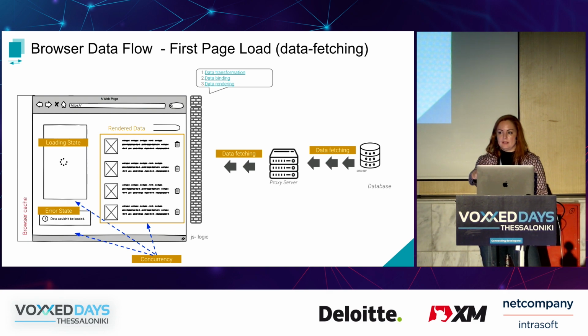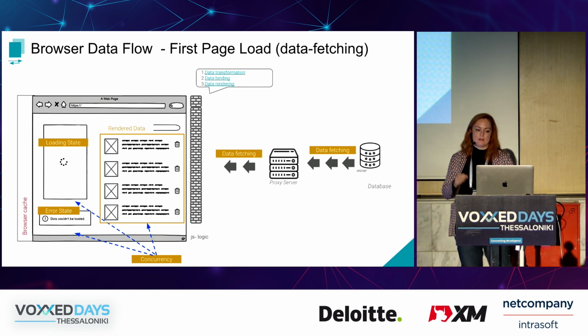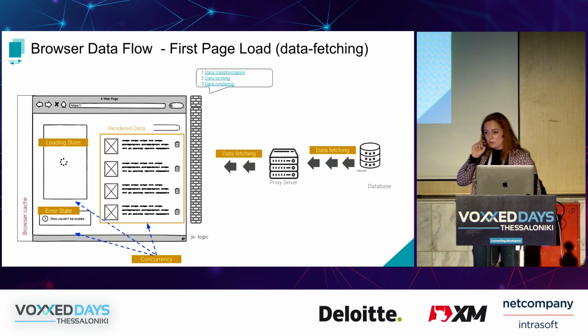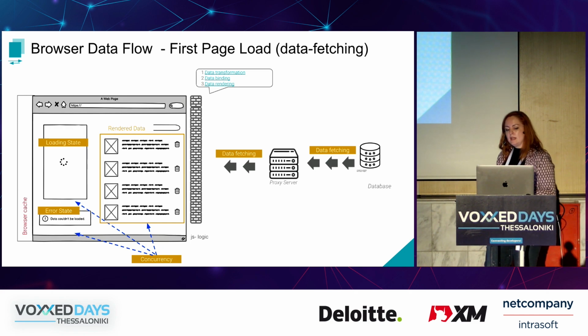During data fetching, we have concurrency. We can load multiple data at the same time from multiple HTTP endpoints. Once the data are in the browser, they can reside in different parts of the browser. Most of them, the ones we discussed in our state managers, reside in JS memory. Others reside in more persistent layers, like the cache or the IndexedDB.